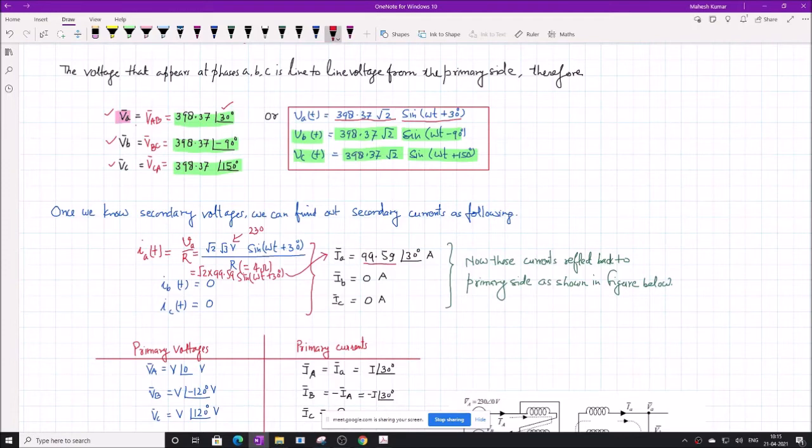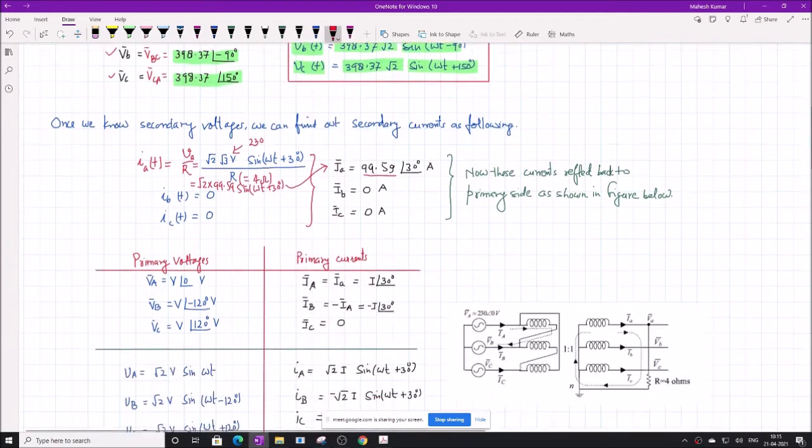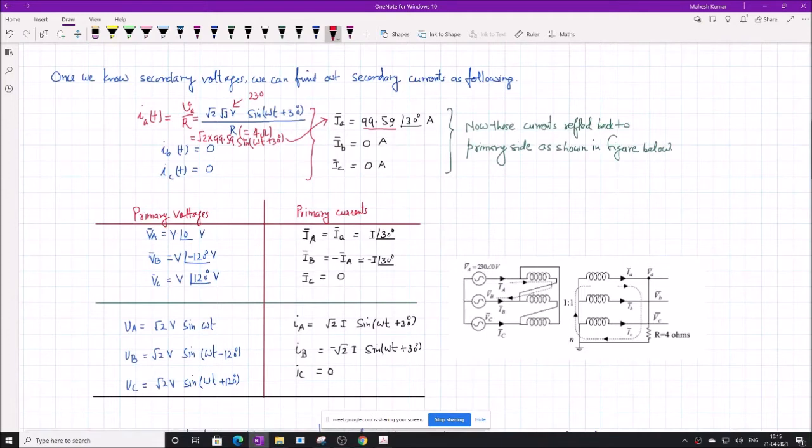I_b will be 0, I_c will be 0, because there are no impedances between phase B and the ground, and between C and the ground. As you can see from the figure here, there is no load here. Okay, so these phases are free. This is also free, and hence they are open. Impedance is infinite and current is 0, and therefore I_b and I_c are 0. So only A phase carries the current.